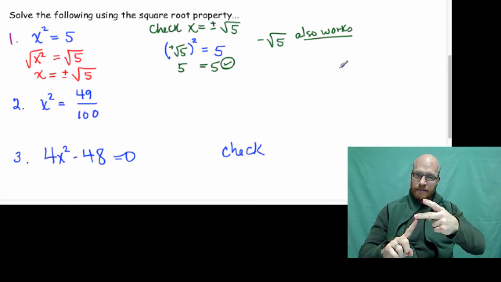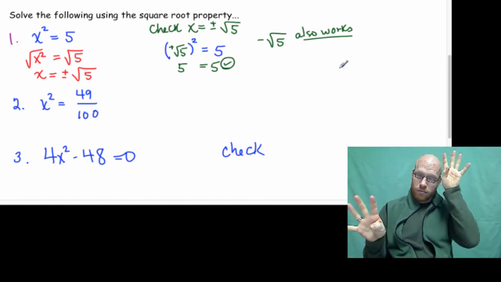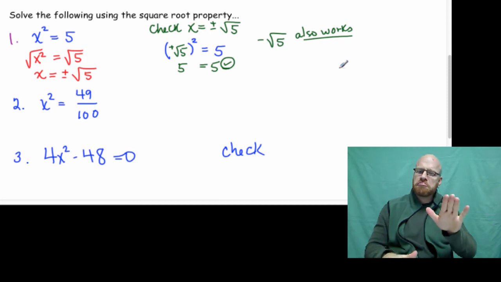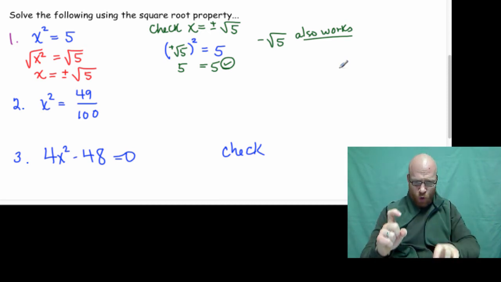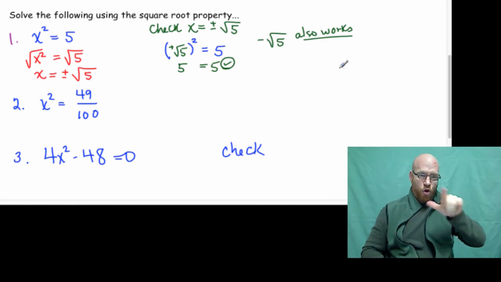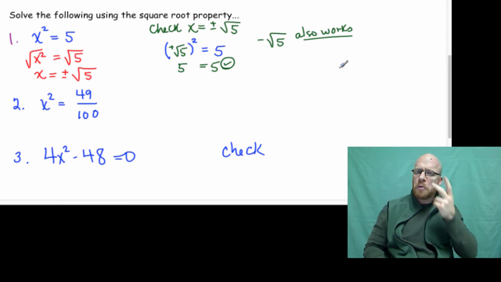Okay, now our second example. We have a fraction with a square root. I'm sure we're all shaking in our boots right now. It's okay. Calm down. It's just a number. If you take the square root of 49 over 100, you can break it up into the square root of 49 over the square root of 100. And we'll see what happens when we do that.